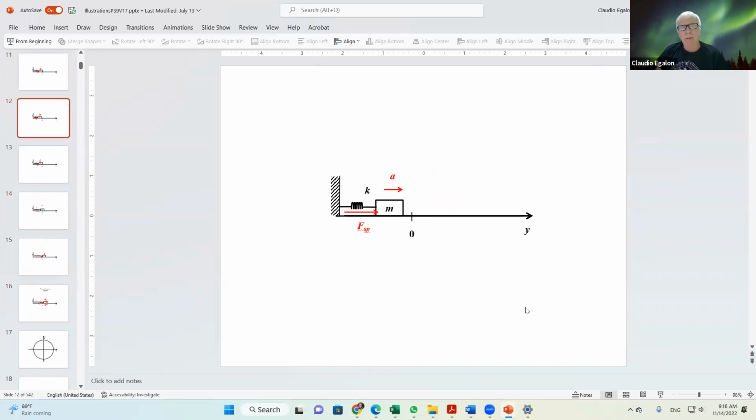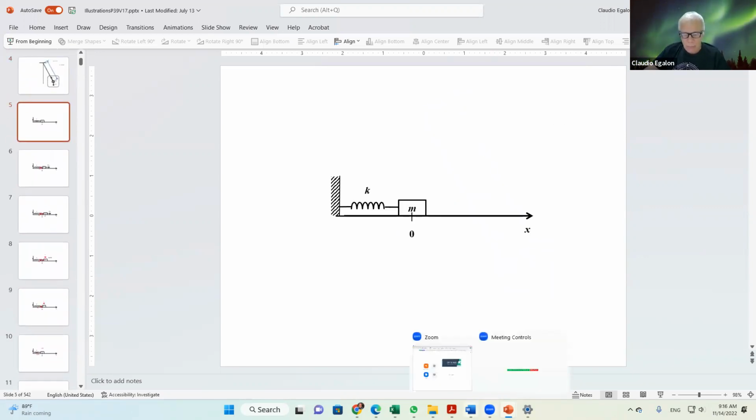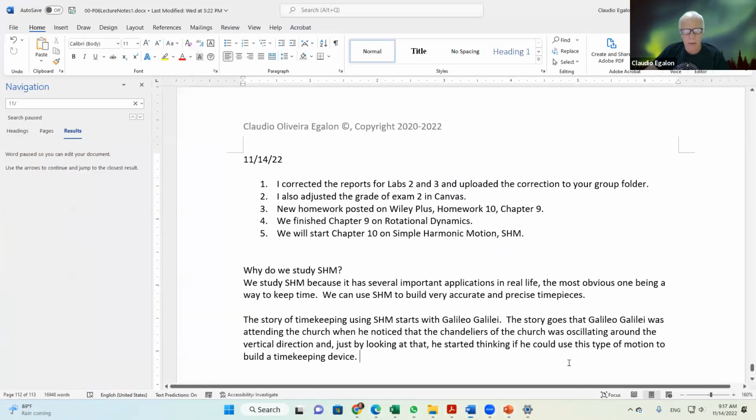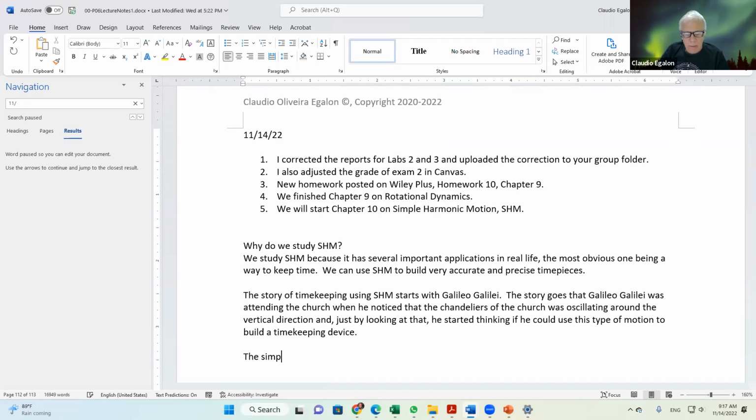But let's talk about the physics of this type of motion, okay? The first thing that you have to know, here you go. The first thing you have to know about the simplest type of simple harmonic motion is that it is the one provided by the force applied by a spring.